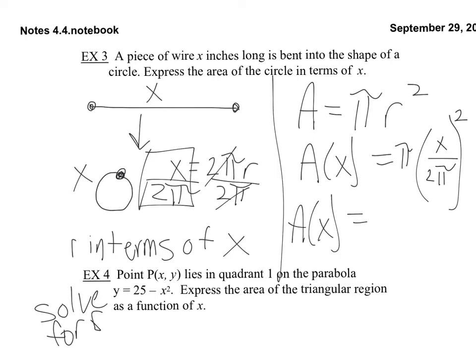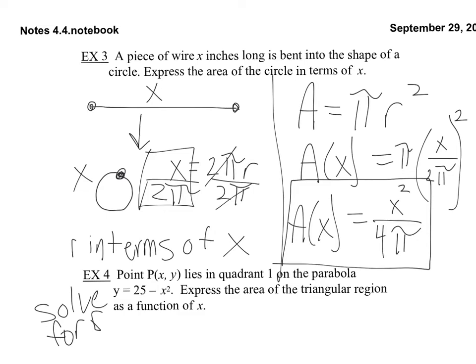We have an x squared in the numerator. In the denominator, the 2 squared gives us 4. In the denominator here, we'll have pi squared, and we'll have pi in the numerator, so one of them would cancel, which would leave us with 1 left in the denominator.